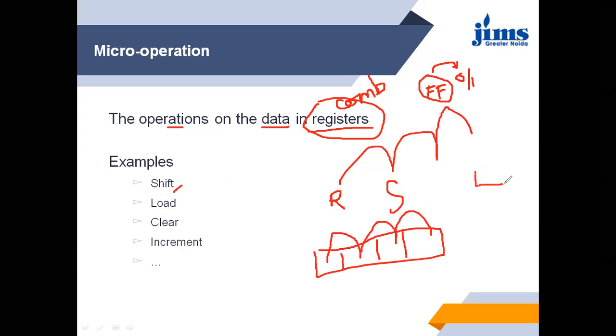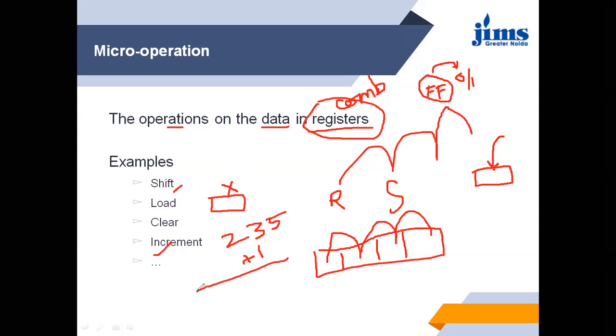Load the data: when a register is empty, how can we put data in it? That is called load of data. Clear of data: when a register has some content, how can we clear it, how can we remove that data. Increment means, suppose there is a value 235 in a register, then an operation can be to increase that value either by 1 or by 2.